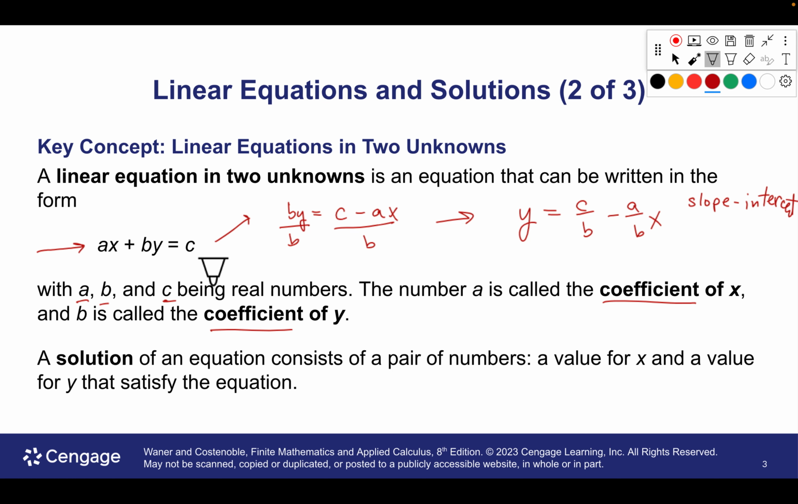Okay, the solution is values as ordered pairs of x and y that satisfy this equation. So we plug in a value for x and plug in a value for y, and in this case, after doing the calculation, we should end up with c equals c. So that would give us whatever x and y are. So we'll look at some examples of that.